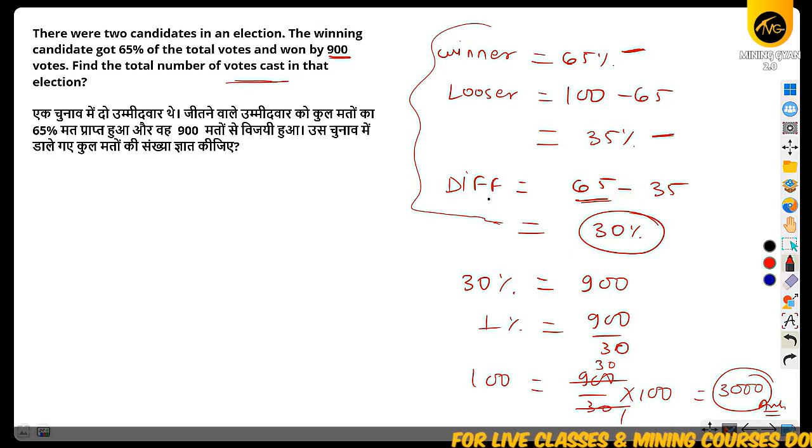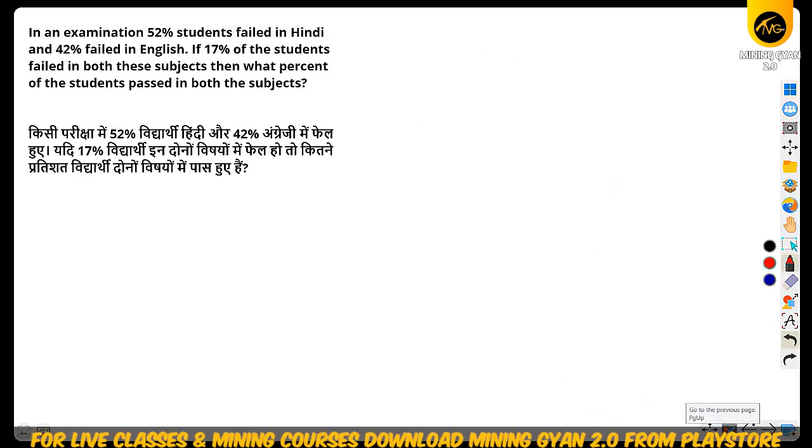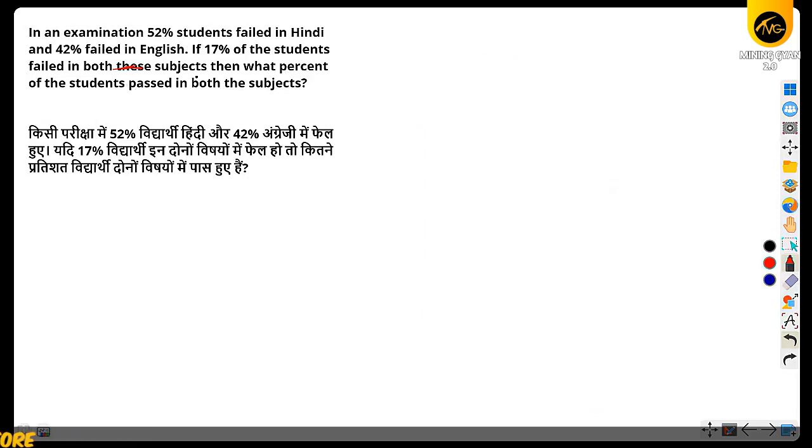You should be careful to find out the difference. In an examination, 52% of students failed in Hindi and 42% failed in English. If 17% of the students failed in both these subjects, then what percent of the students passed in both the subjects?